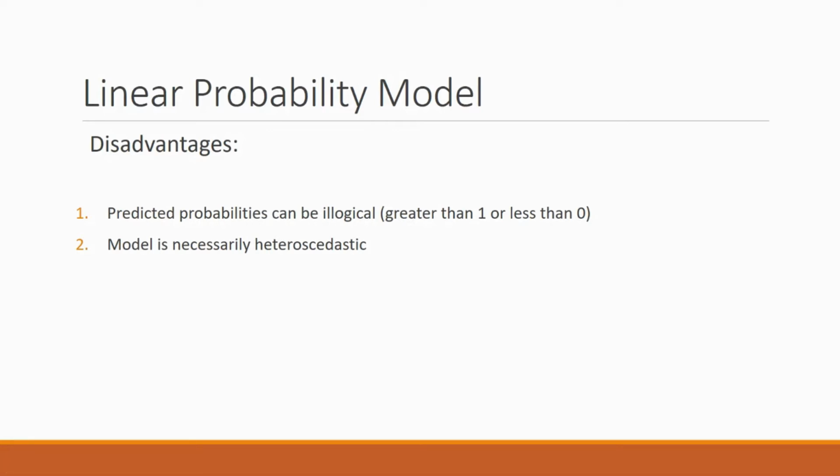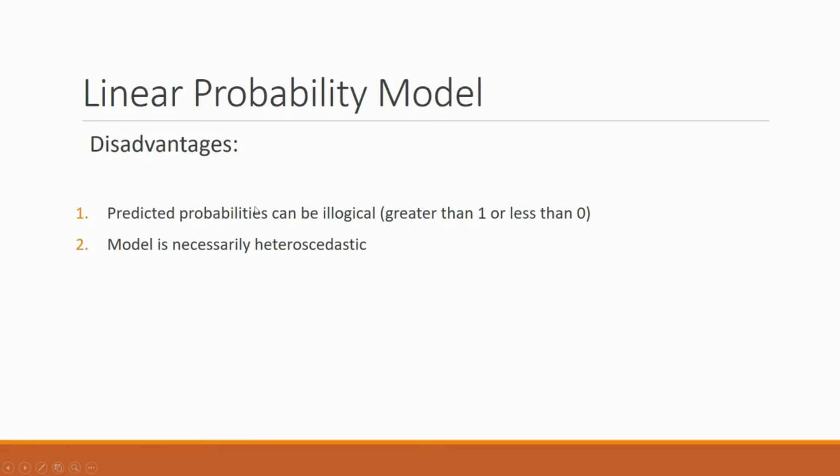Another disadvantage is that the model is necessarily heteroskedastic. We know that the linear probability model will have heteroskedasticity. Now, we know from our last lecture, lecture 7, that when we have heteroskedasticity, we use robust standard errors. So this isn't a major problem, but it's somewhat of a disadvantage. When we use the linear probability model, we know that we need to use robust standard errors because there will be heteroskedasticity.